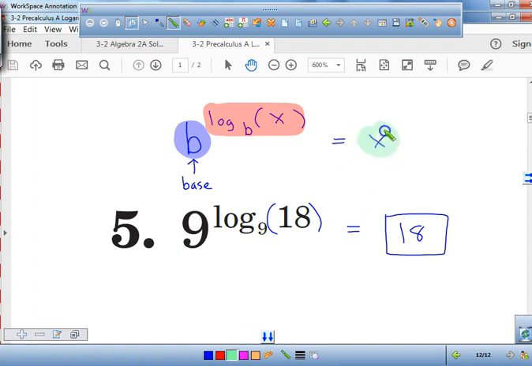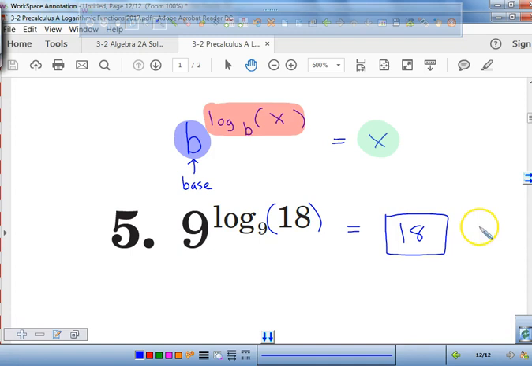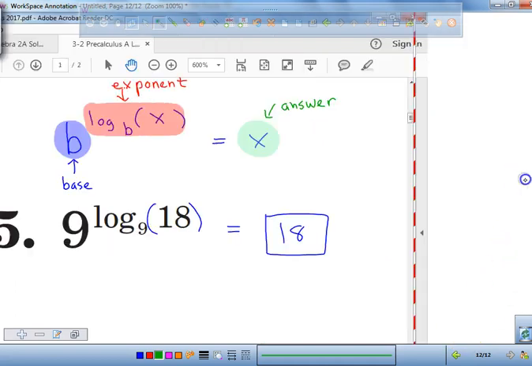So what I'd like you to do in your journal right now is write base b raised to the power of log base b of x equals x. All right? I want you guys to write that down. Now, understand this right here. This value represents what my exponent is. This value here represents my answer. Okay?